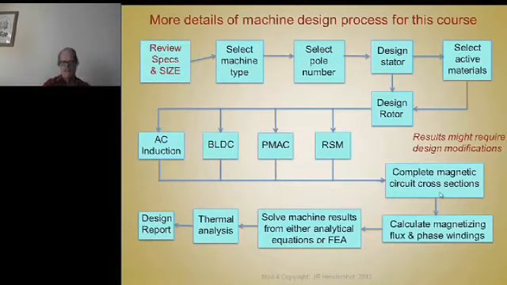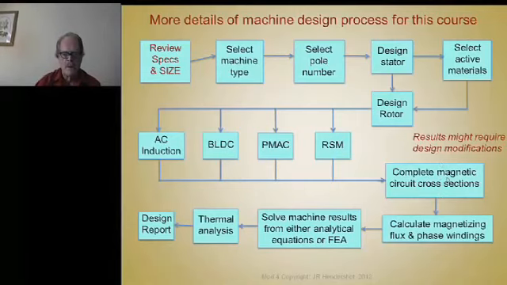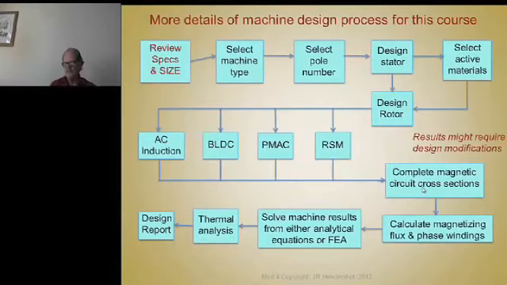And for any of those, you have to complete the magnetic circuit cross section. And what that means is determining, once you have selected the active materials and the pole number, and you pick one of these PM machines, for example, you're going to know how much flux you have per pole. So then you have to design the laminations to have the right cross section to carry that flux per pole, so it's not saturated.